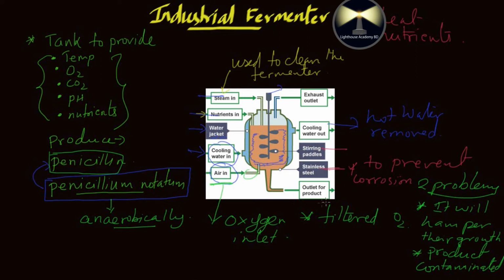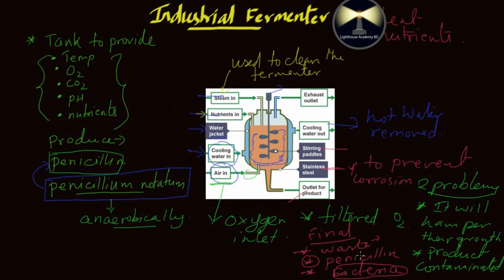Alright, and the final one is the product outlet. As you know from the name, it's the outlet for the product. When the penicillin is produced, they remove it through this pipe. Clear? Okay. Yeah, that's all.